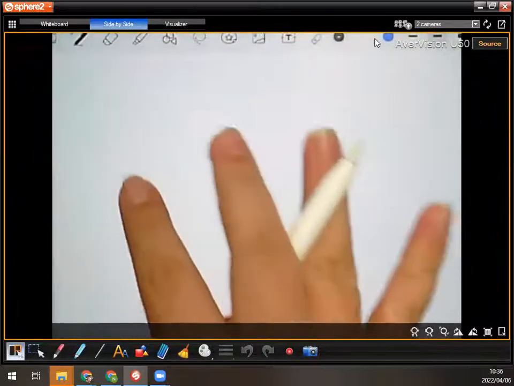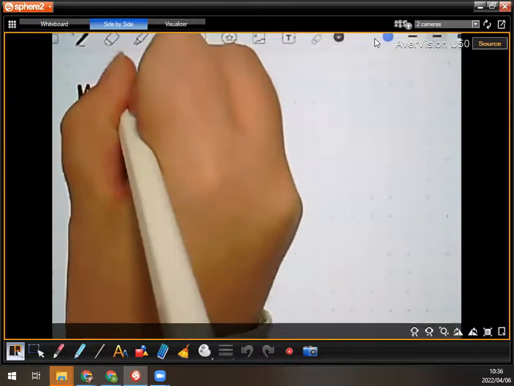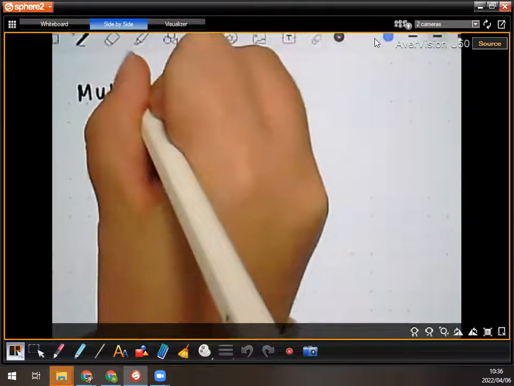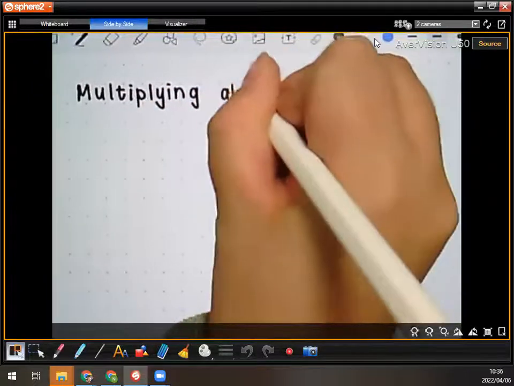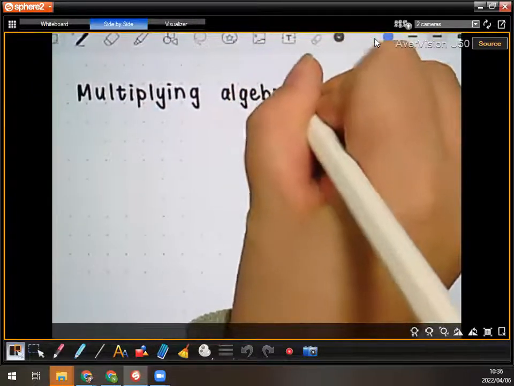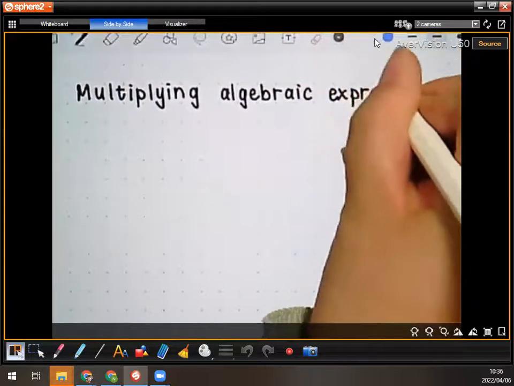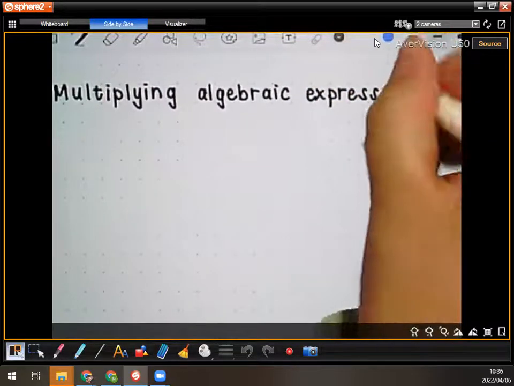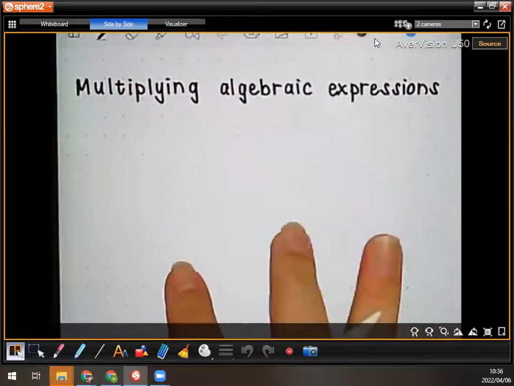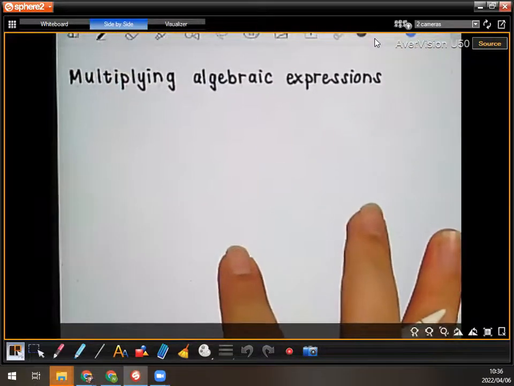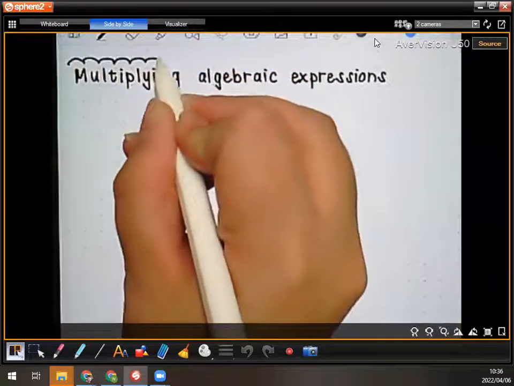All right, multiplying algebraic expressions. That is the heading, multiplying. Okay. Let's do our bubble.